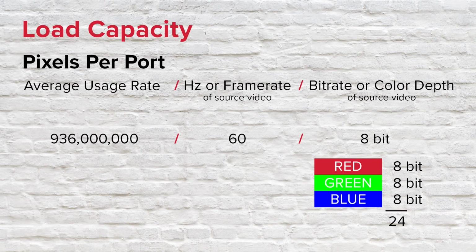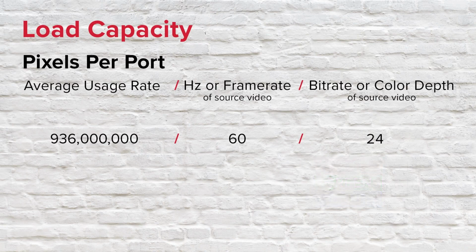So 8 plus 8 plus 8 is 24. And so you add that in as your third number. So if it's 8-bit video, you've got 24. So 936 million divided by 60 divided by 24 equals 655,000, right?